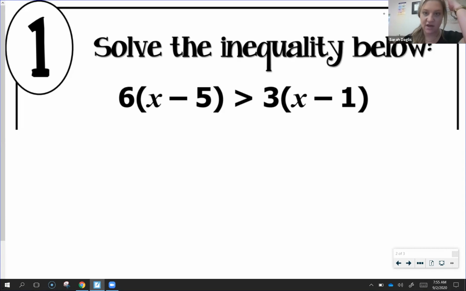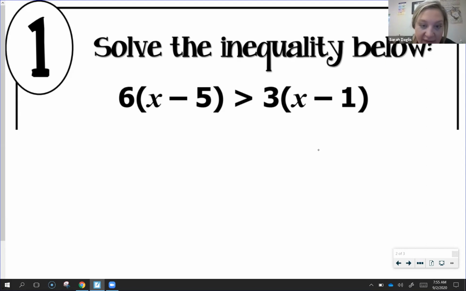All right, it says solve the inequality below. We have 6 times x minus 5 is greater than 3 times x minus 1. So just like solving normal equations, we're going to follow PEMDAS. What is special about inequalities is the sign, it's not equal, right? An equation will have an equal sign. Inequalities have the greater than or less than signs, right?